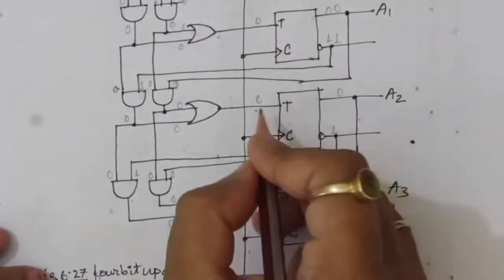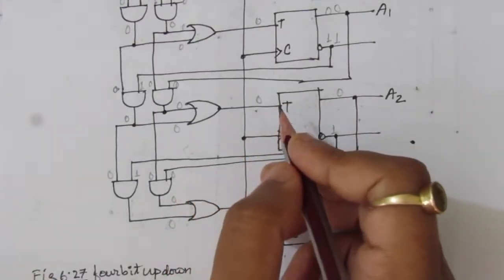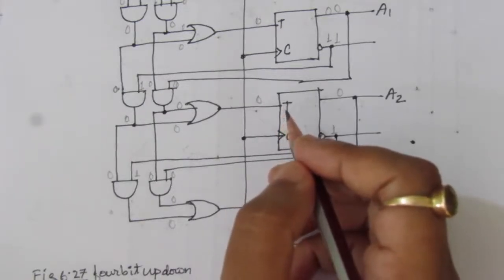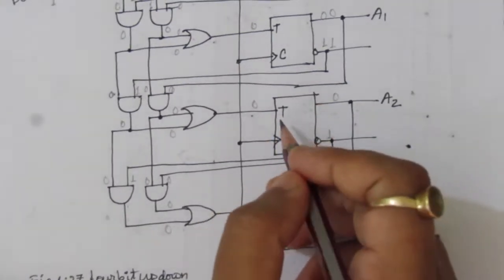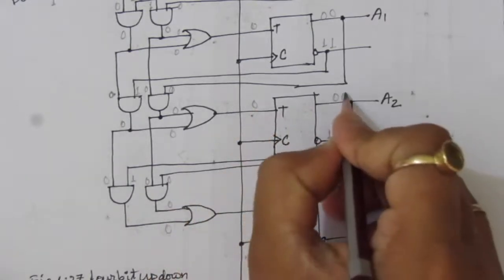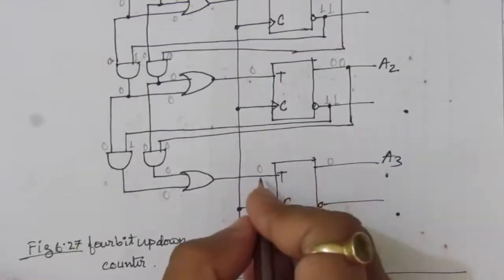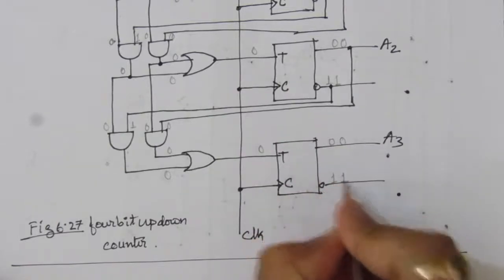Here also we have the input as 0, because in the case of a T flip-flop, when there is a high voltage at the toggle input, the previous output will be inverted. So when we have 0 at the toggle input, the output will remain in the same state. That means when we have 0 input, this 0 will remain in the same state, and this 1 will be in the same state. Again, here we have 0, so this 0 will remain in the same state and this 1 will remain in the same state.